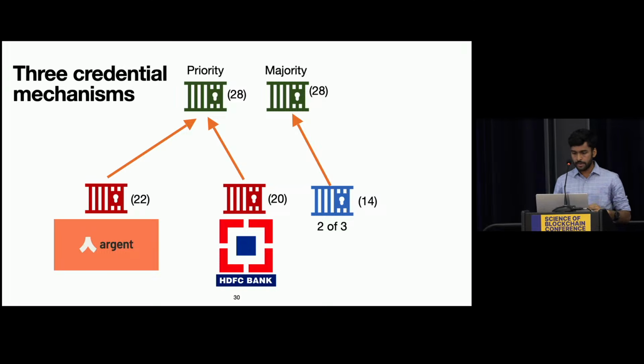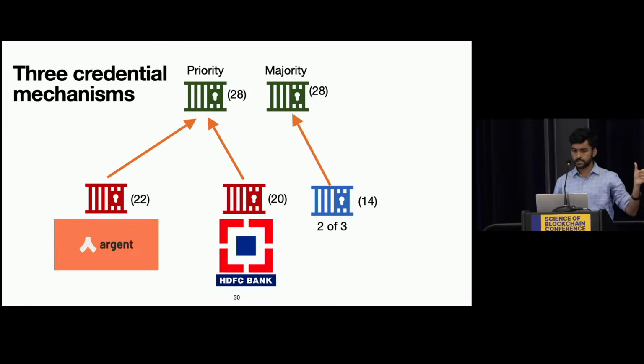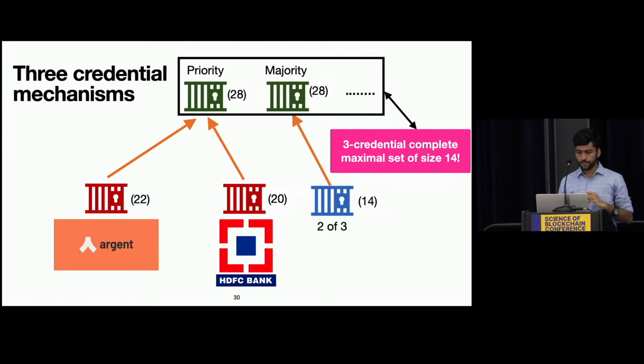So as I mentioned before, we have priority and majority mechanisms. What happens, especially in the case of 2-credential mechanisms, is that the priority and majority turn out to be the same. That's why we just have the 1 mechanism there. Whereas for the 3-credential mechanisms, they turn out to be different mechanisms. So that's why we have more mechanisms at the top. We find that the 3-credential complete maximal set is much richer, with a size of 14. It's composed of priority and majority mechanisms with all sorts of different tie-breaks. But I would imagine that the simple priority and majority mechanisms are the most practically relevant and interesting ones for people to look at.